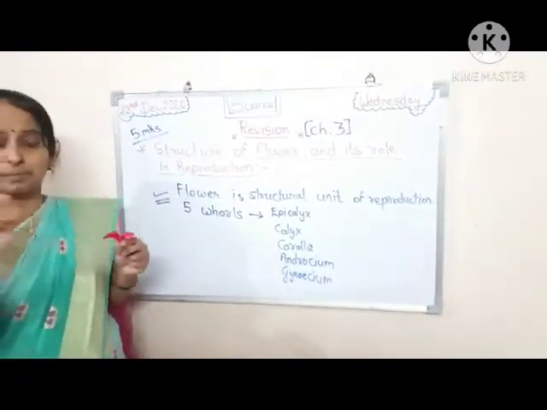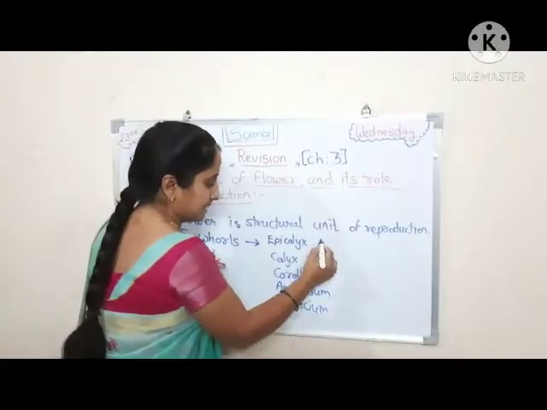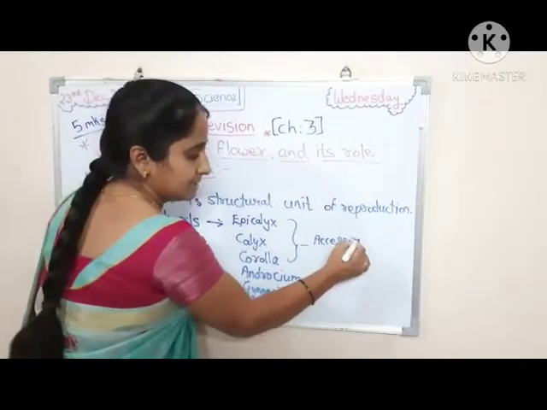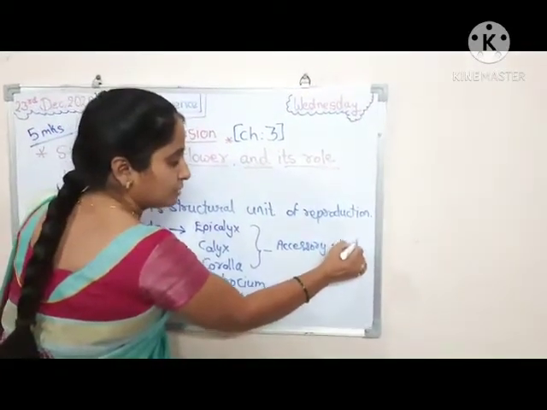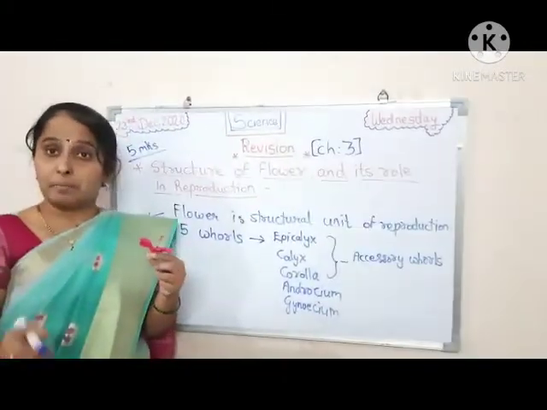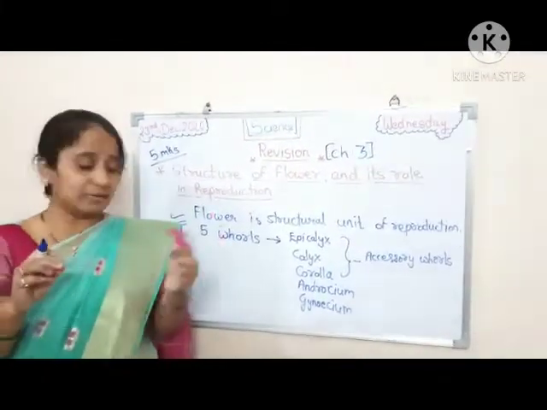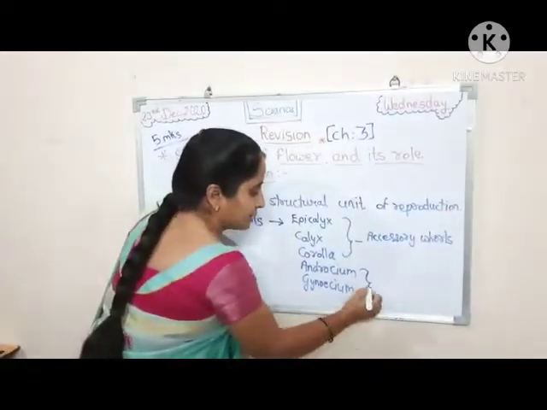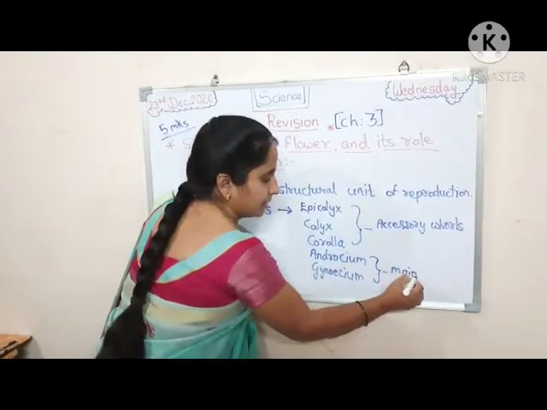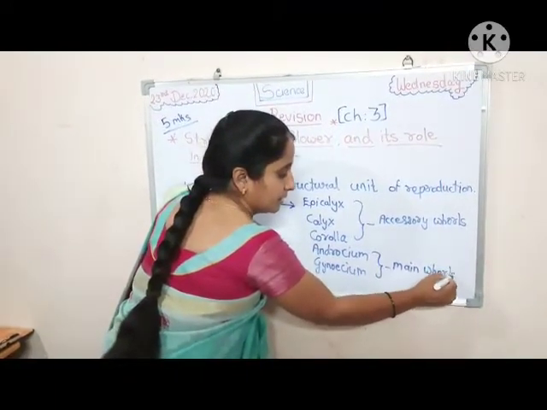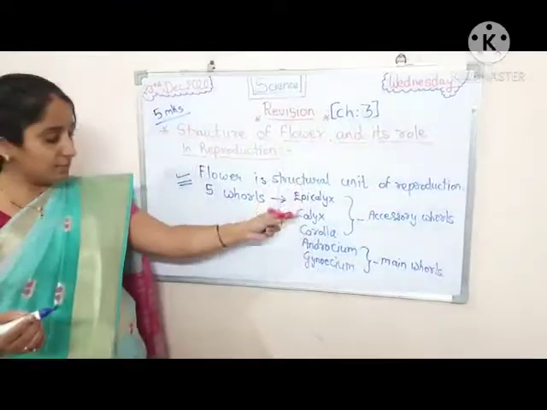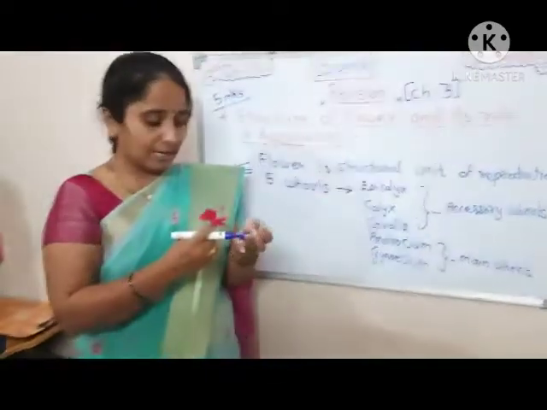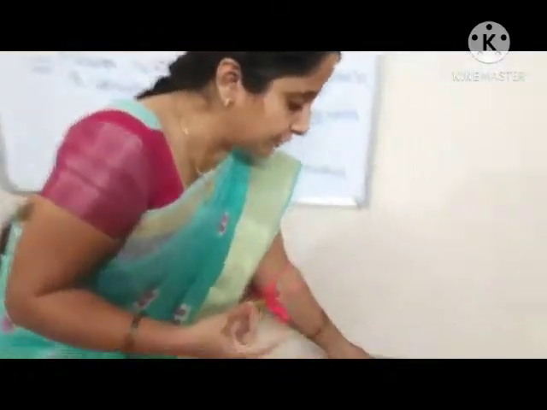Now students, keep in mind epicalyx, calyx and corolla, these are known as accessory whorls. Accessory whorls means what? They are not so important. But the main whorls or the main parts of the flower which take part in reproduction are androecium and gynoecium. These are main whorls. Now, we will discuss all these whorls in detail. You can see this flower. Okay, I'll explain to you which are the different whorls.